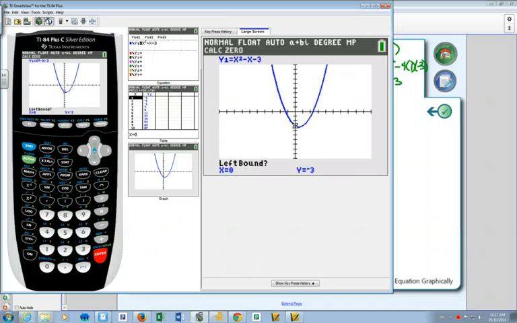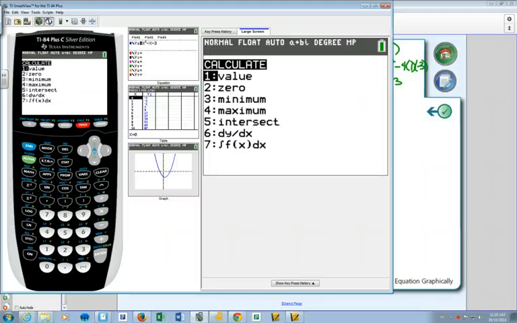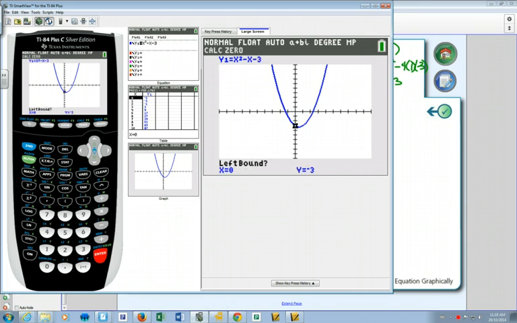Second and then trace button. So we hit the second button and then the trace button, which gets us to the calculate menu. And then the second one on our calculate menu says zeros. Push enter on that one. So you should have your graph up there. It's going to ask you to go to the left and to the right of one of the ones you want to find. So you can use your arrow keys to go left.